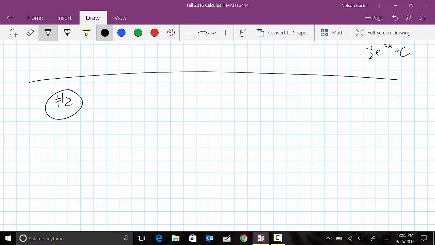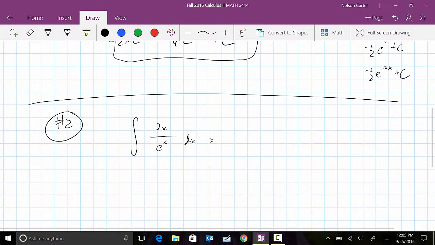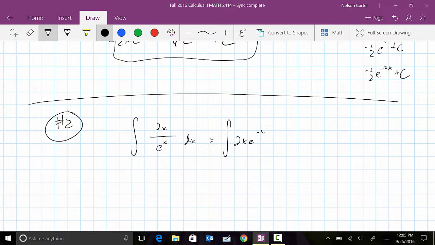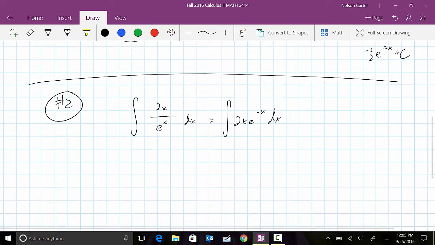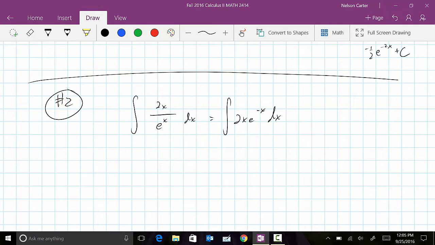So how about this one? It's the integral of 2x divided by e to power x dx. Okay, and so for a problem like this one, you can try to do substitution. And so what I would do is I would first rewrite this as 2x times e to the power negative x dx. And then I would go on ahead and just do what you did a second ago.